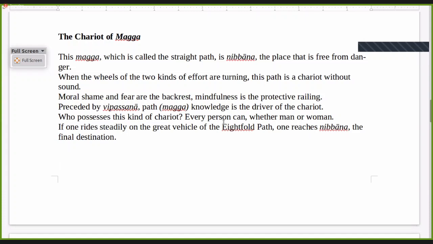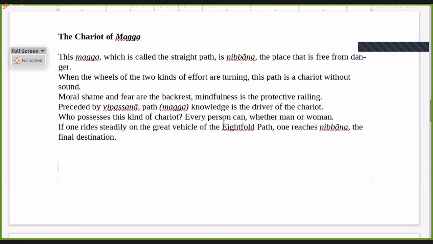Then the Buddha explained how mindfulness is like the protective railing of your mega vehicle. In the same way, the protective railing in your vehicle guards against the danger of stones and sticks and bullets being thrown in.